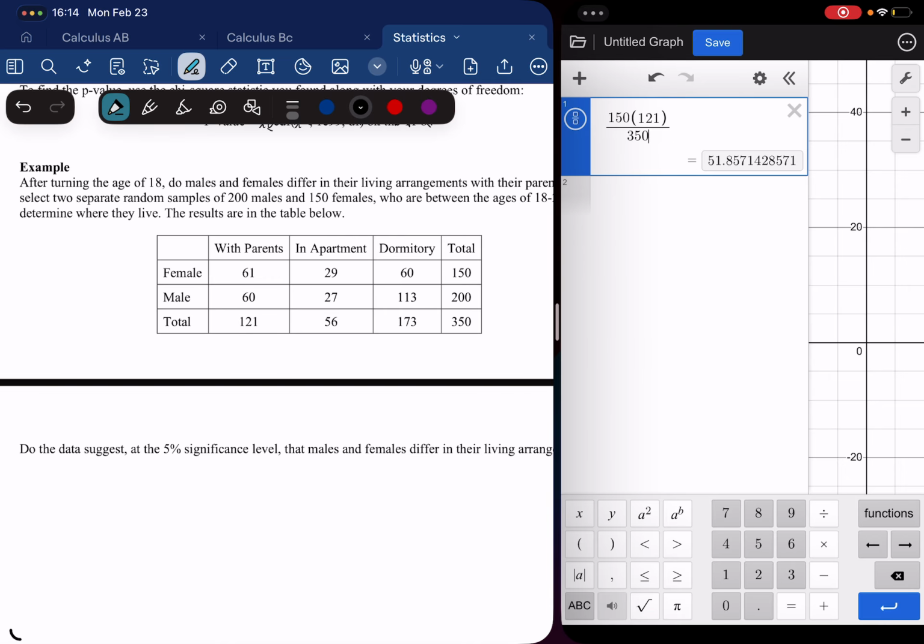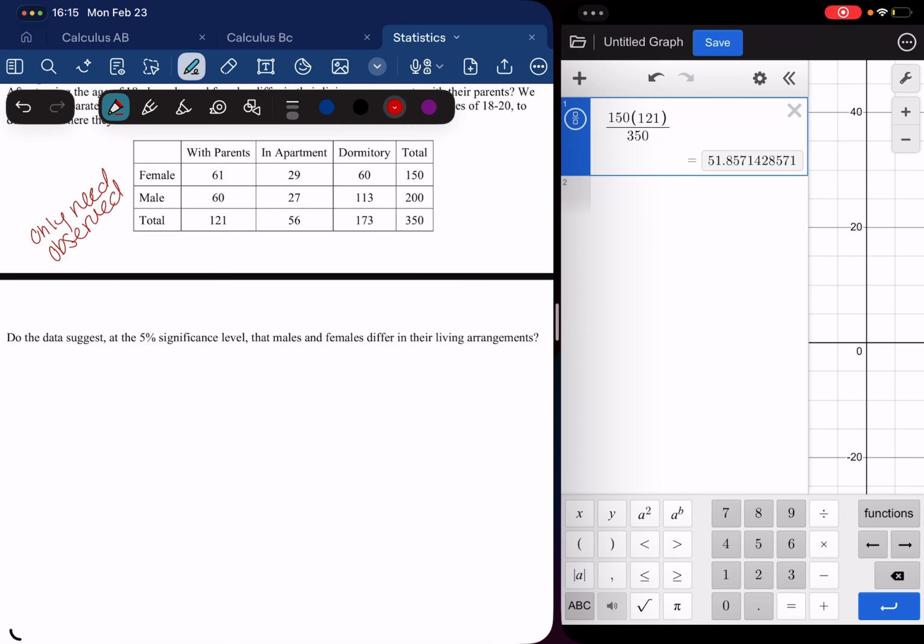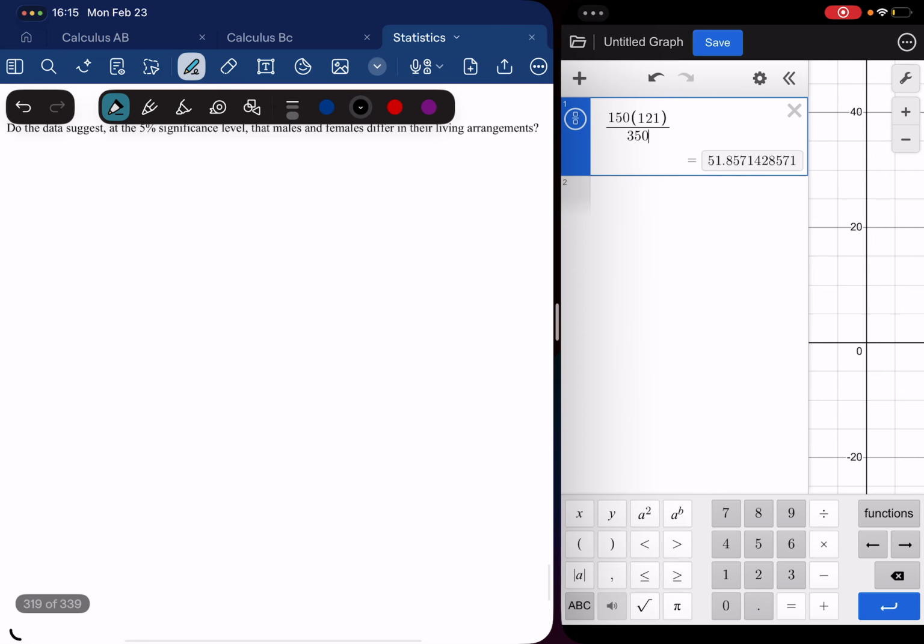It does give you your observed counts, and for this function on Desmos, you only need the observed counts. You will not need to write down any of the expected counts or solve those expected counts by hand. I will show you how to find all that information on Desmos. So it says, does the data suggest at a 5% significance level that males and females differ in their living arrangements? Okay, so let's start with C, communicate.